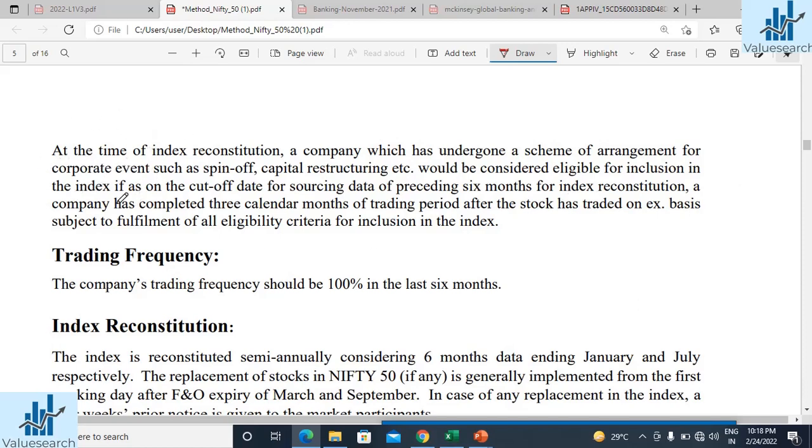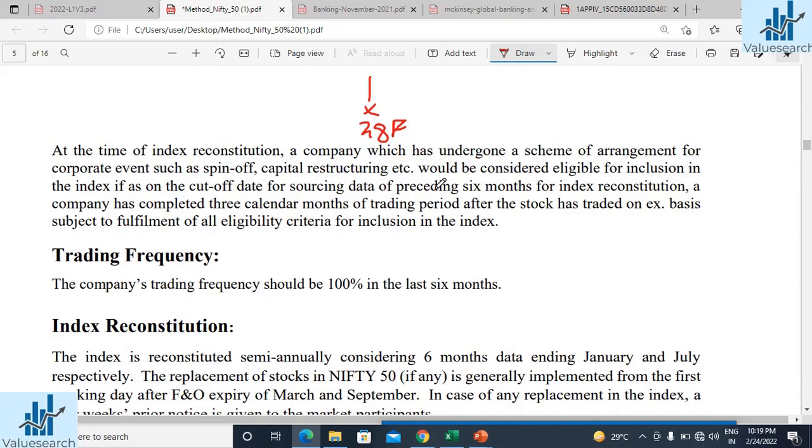So those companies can become eligible to become a part of this index if, as of the cutoff date for sourcing data for the preceding 6 months for index reconstruction, a company has completed 3 calendar months of trading period after the stock has traded on NSE. So let's say this is the date on which this selection criteria, this information has to be gathered. Let's say this cutoff date is 28th of February. On this date, this data has to be gathered.